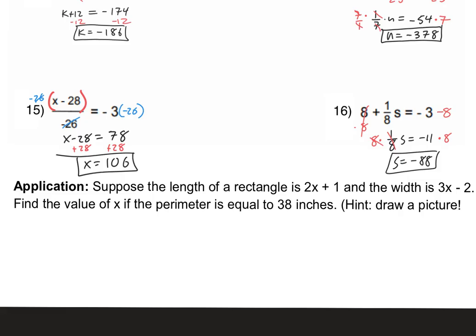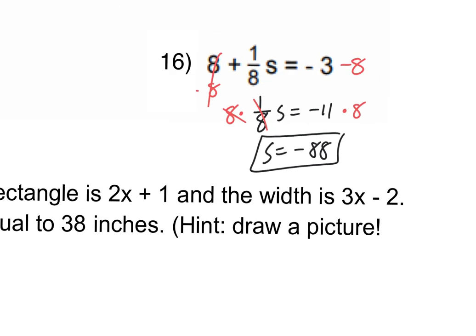All right, so I had to multiply both sides by negative 26 because it's being divided by negative 26. Then I got here, and so I needed to add 28 to both sides, and I got x equals 106. Over here, I needed to get rid of this 8, so I subtracted it from both sides. Then I have 1/8 s equals negative 11. Remember, I can just multiply by the reciprocal to get rid of a fraction, so 8 times 1/8 just becomes 1s. And over here, negative 11 times 8 is negative 88.